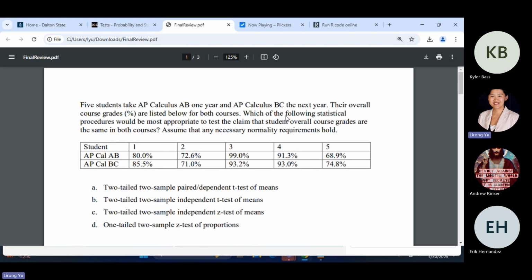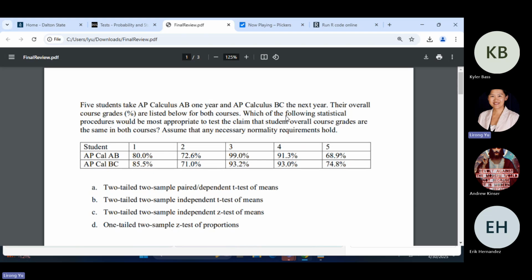Then B is wrong in the sense that it's an independent test. C is wrong in the sense that it says independent Z test. We can only do a Z test for a smaller sample size if we know the population standard deviation. In this case, we do not know the population standard deviation. Normally with real-life data, we rarely have the population standard deviation, which is why the t-test is a lot more popular than the z-test. But that doesn't mean the z-test is not useful.